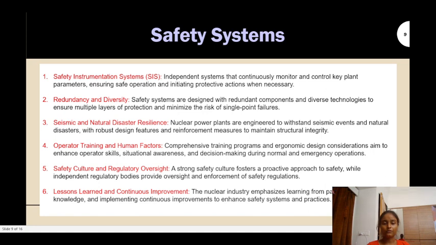Safety culture and regulatory oversight. A strong safety culture fosters a proactive approach to safety, while independent regulatory bodies provide oversight and enforcement of safety regulations. Lessons learned and continuous improvement.